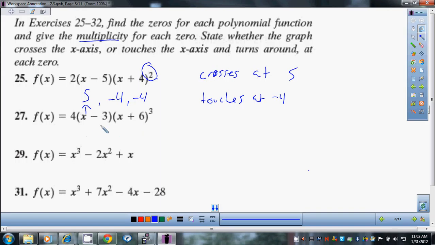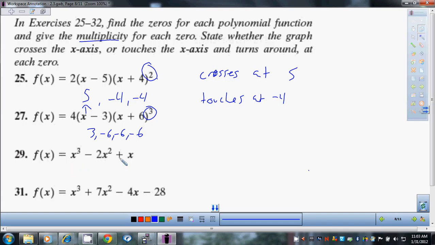What about this one? What are the zeros? 3 times. 3 times. So that one crosses at both 3 and negative 6. It actually crosses at both 3 and negative 6 because they both happen an odd number of times.